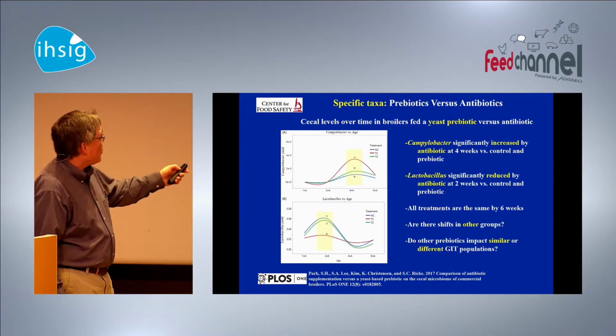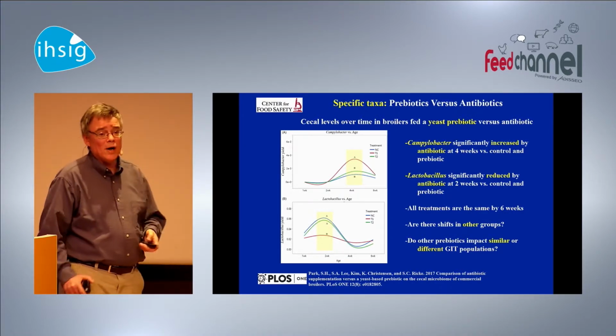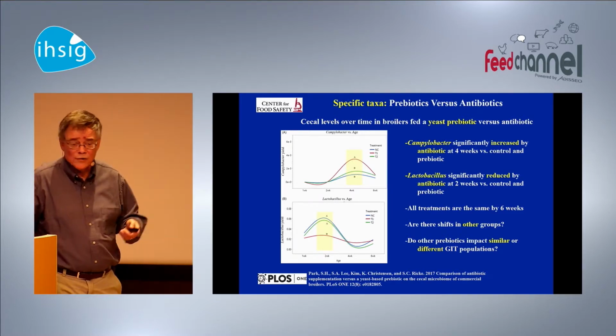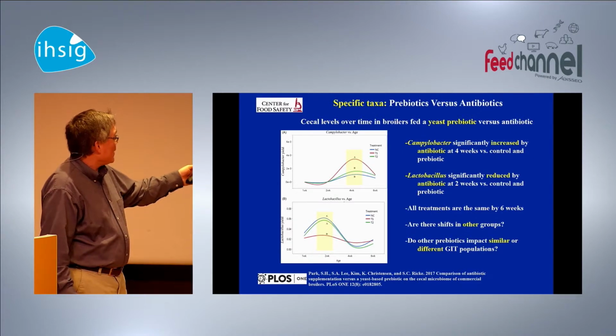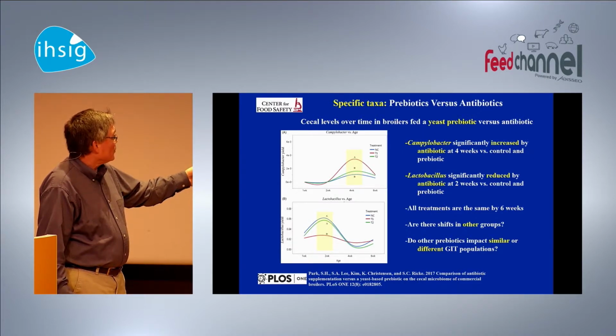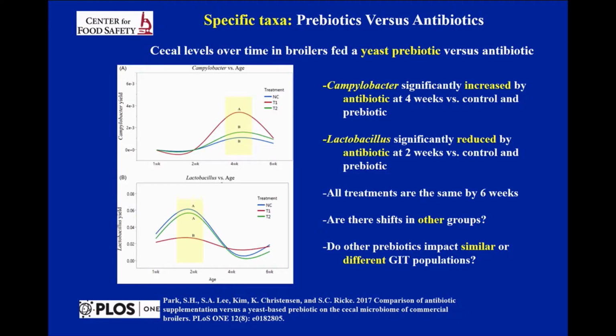Again, here, what we noticed with the antibiotic feeding was that Campylobacter significantly increased in the antibiotic-fed birds by 4 weeks versus both the control and the prebiotic. The prebiotic and the control pretty much behave the same way. Lactobacillus, on the other hand, was significantly reduced by the antibiotic at 2 weeks versus control and prebiotic. Now, note that everything really kind of stabilized by 4 weeks. I mean, nothing really was much different by then, or by 6 weeks, I should say.